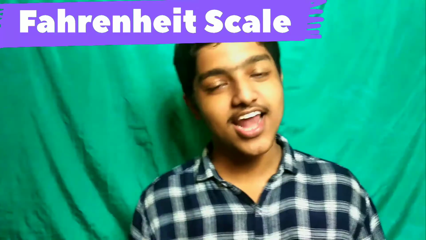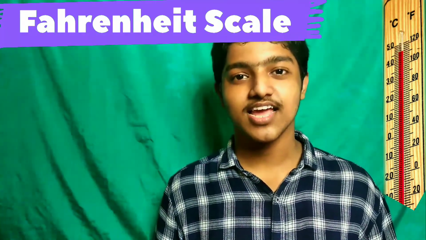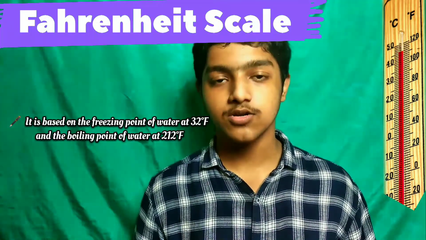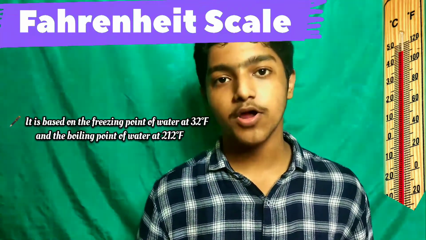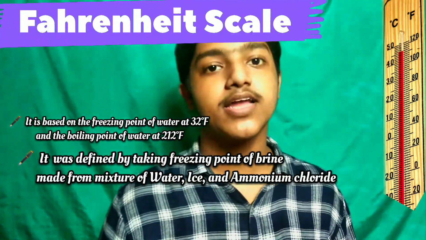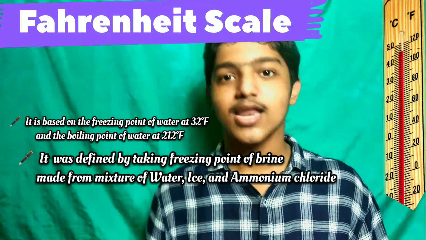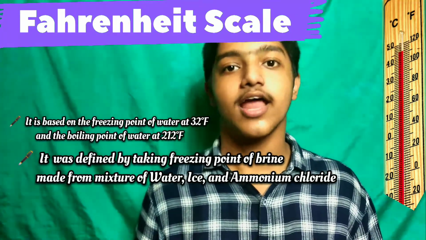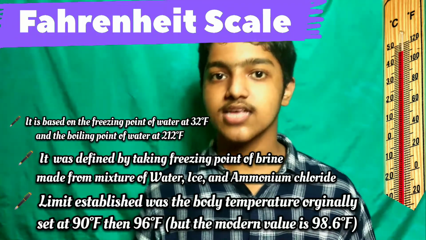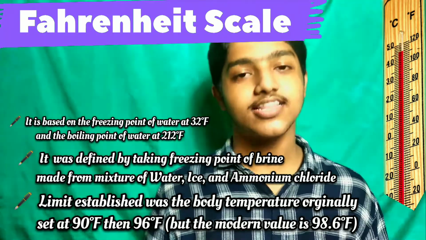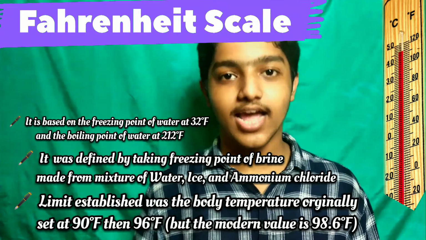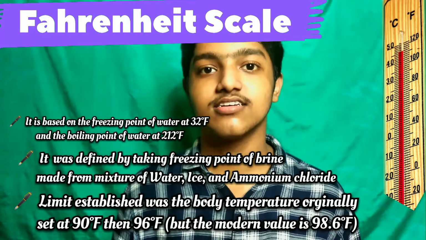Next one is Fahrenheit temperature scale. Fahrenheit temperature scale is the temperature scale that is based on the freezing point of water at 32 degrees Fahrenheit and the boiling point of water at 212 degrees Fahrenheit. It was defined by taking the freezing point of brine made from the mixture of ice, water and ammonium chloride. The other limit established was body temperature, originally set as 90 degree Fahrenheit and then 96 degree Fahrenheit. But the modern value of body temperature is 98.6 degrees Fahrenheit.